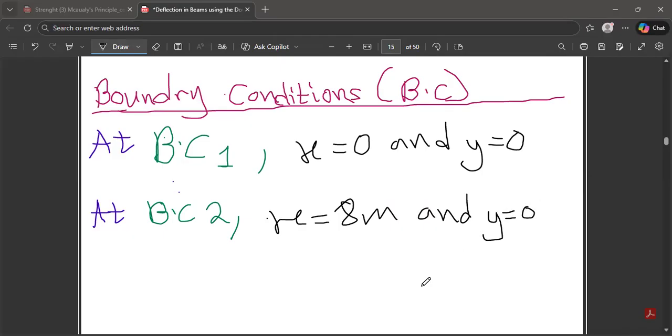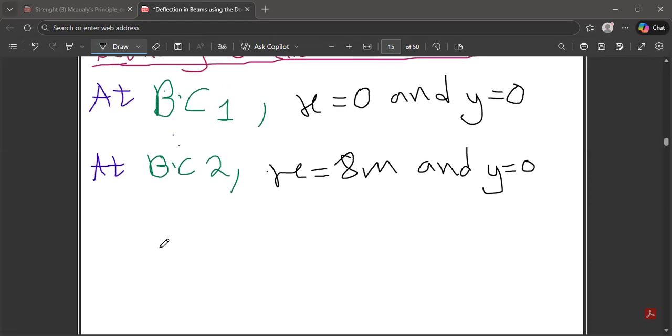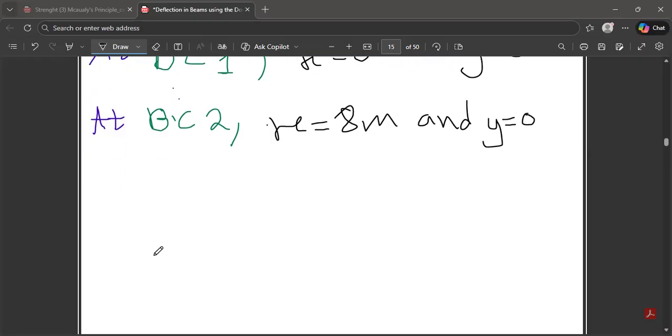Okay. So now what are we going to do? We say let's put our boundary condition 1 into equation 3 to calculate for the constant. Or better still, let's put our boundary condition 1 and boundary condition 2 into equation 3 to calculate for the constant. So let's do that quickly.